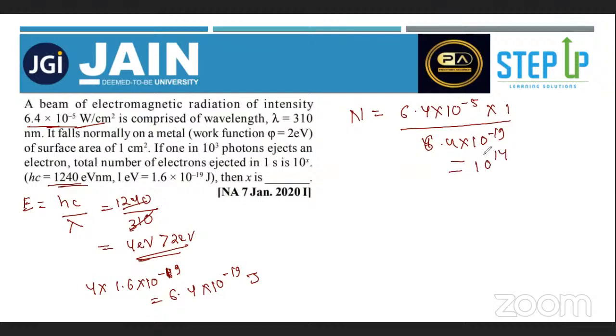Now to find photoelectrons emitted per second, I divide 10 raised to 14 by 10 raised to 3, because they have mentioned that 1 in 10 raised to 3 photons ejects an electron. So out of this total number of photons, this many are ejecting an electron. This will be equal to 10 raised to 11. So this is what we answer, the value of x will be 11.